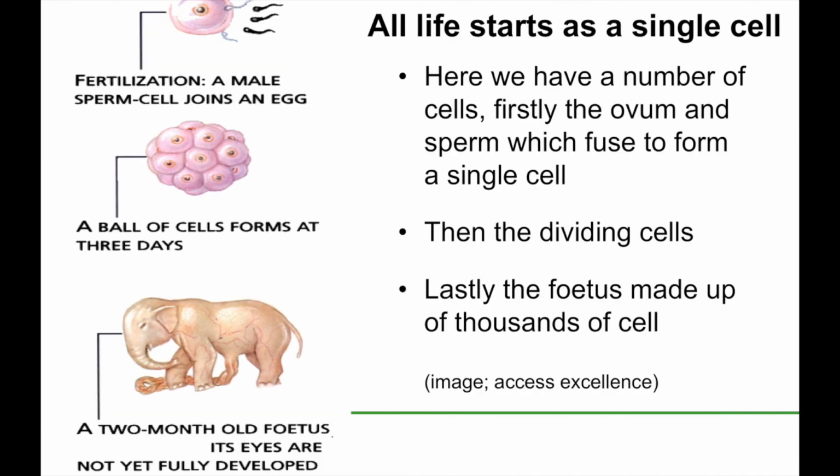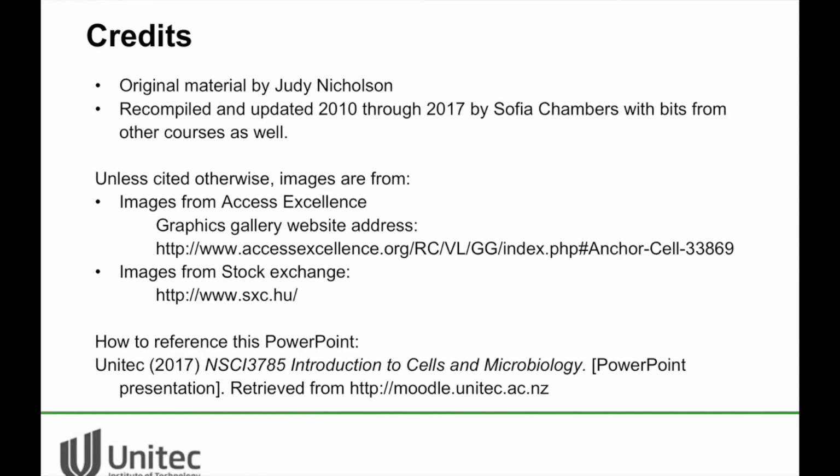All life starts as a single cell, so we think about the sperm and the ovum combining to make that first cell. It forms a ball of cells, slightly different in a mammal like the elephant compared to the fish. These cells divide up and make more cells, and then the fetus starts to develop by interaction with these cells. So we've got here a 2-month-old elephant fetus. It's quite well developed at this stage. We can already see its eyes starting to form. They're not yet fully developed. We're at about that point.